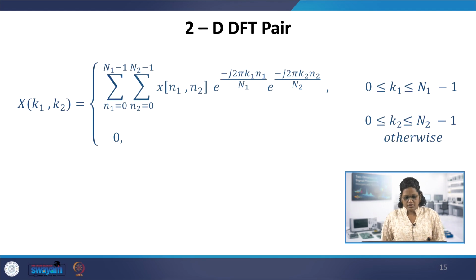So for the DFT, similarly for the DFT pair, what are the types of DCT and DFT image basis functions? Here the 2D DFT pair is given. How do we obtain this, given a 2D sequence, and take the 2D DFT? Here the 1D DFT is extended to 2D DFT, with e power minus j 2 pi k1 n1 by N1, and here also e power these basis functions.